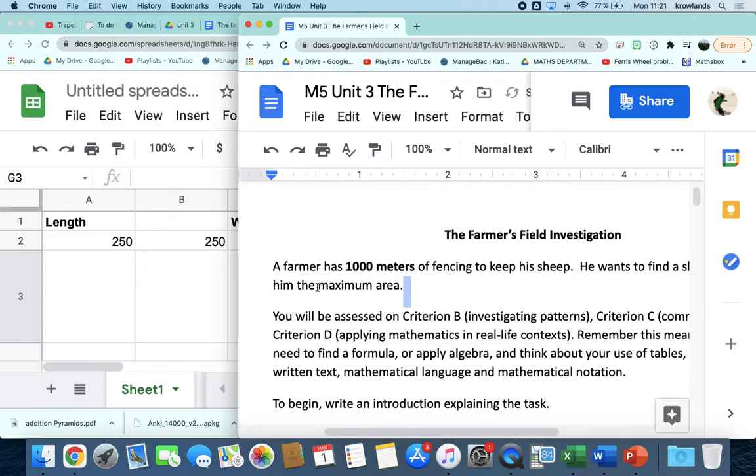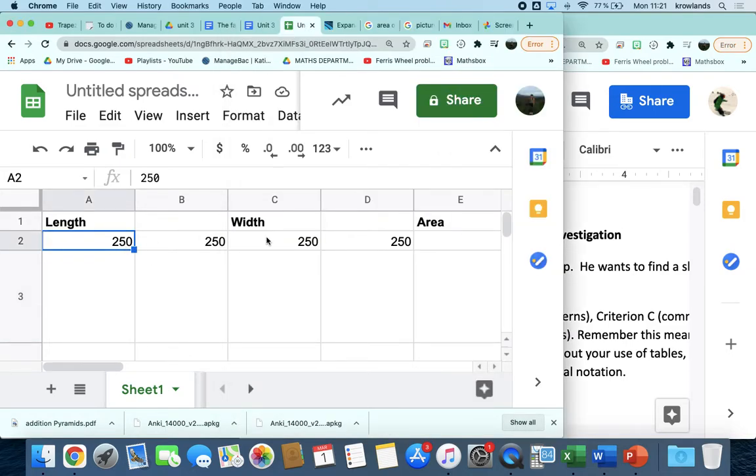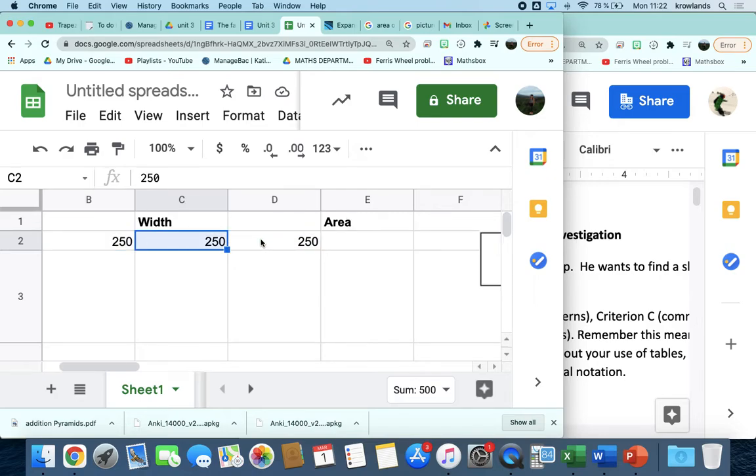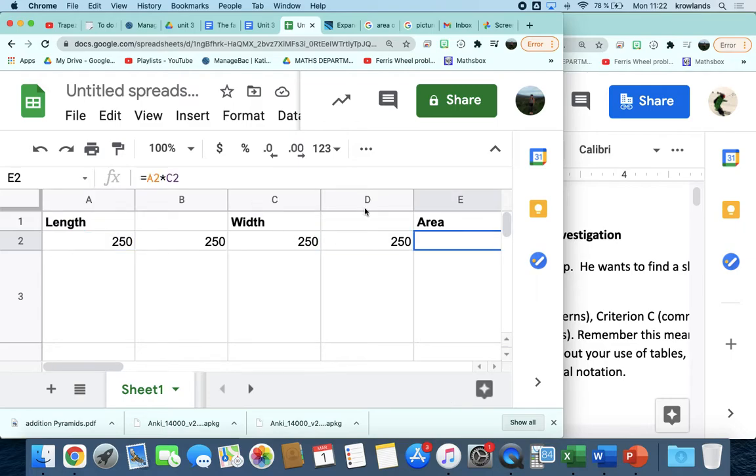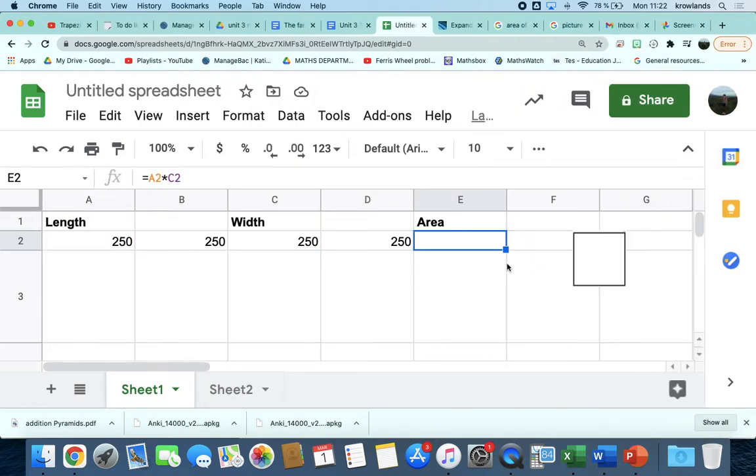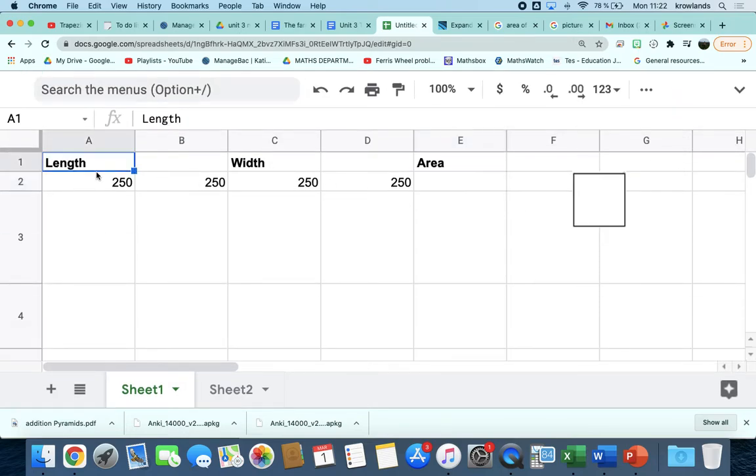Now, when we're talking about the maximum area, what we need to focus on is differing values of lengths and widths and how we can manipulate them to find the area. Now, what I'd like you to do is to pause the video and go onto Google Sheets when I say go. You need to type in length, width and area into your Google Sheets. Below this, you're going to pick a value. I'd suggest you copy what I've done and write down 250, 250, 250 and 250.